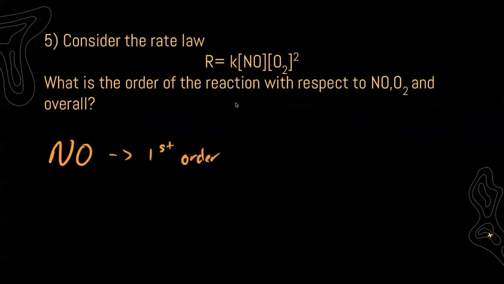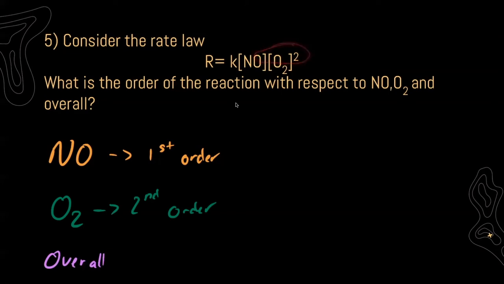We can follow that same trend to find the order of our reaction for oxygen. Looking at our power, it's 2, so it'll be second order. Now to find our overall order of our reaction, we can just add our powers together. We have a 1 and a 2, so our overall order for the reaction is going to be third order.